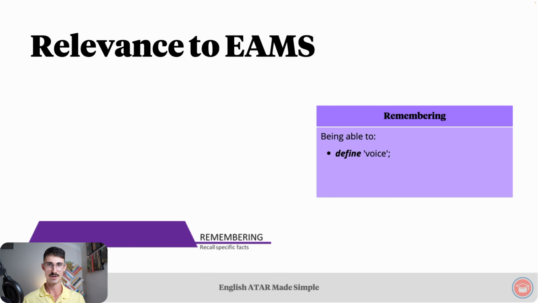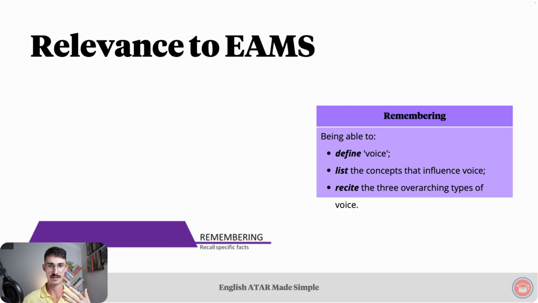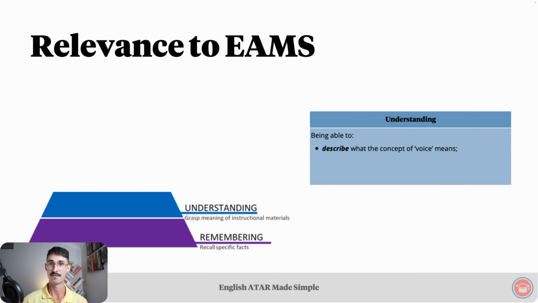Our first level of the pyramid of Bloom's taxonomy is remembering, and it requires us to recall specific facts. Applying this to voice, that might involve us being able to literally define the concept of voice. It might also involve us being able to list the concepts that influence voice. Also, it might involve us reciting the 3 overarching types of voice. And as you can see, I've emboldened and italicized those verbs, those doing words that are associated with this level of remembering.